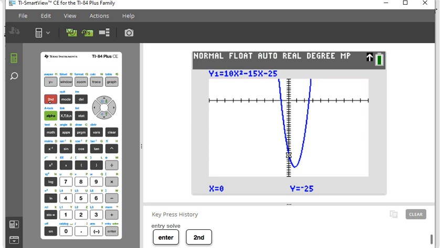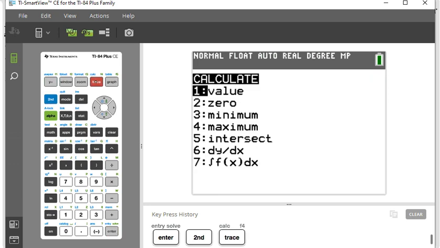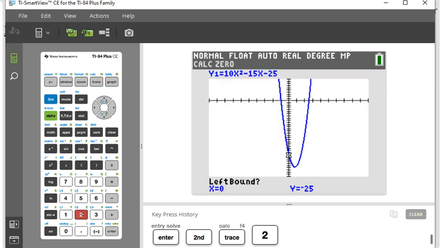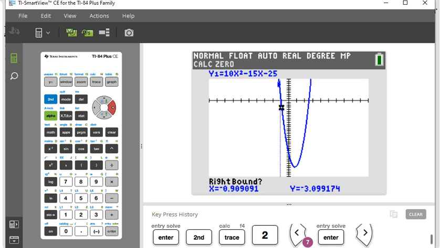And the last one, second trace, we want the zeros, our x-intercepts. So I need to scroll up to the first intercept. Again, left bound, so I need to be above it. Enter. Right bound, I need to be below it. Enter. Please guess it. Our first intercept is actually at negative 1, 0.